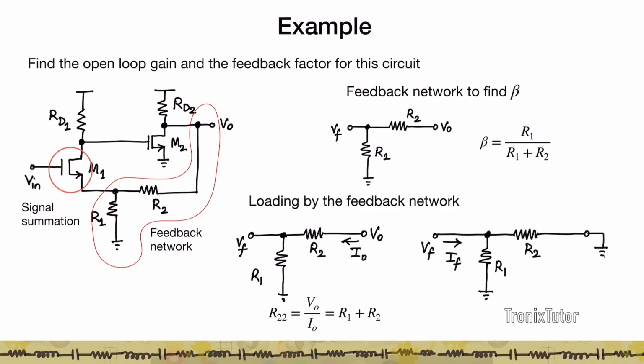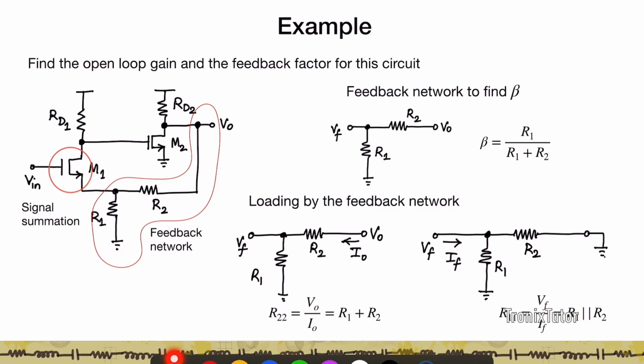Right? And now if I look at how the feedback network loads the input, to do that, I take the feedback network and short its input, so my R2 is connected to ground here. This is my feedback signal, and I want to measure Vf upon If. And what I see here is that the feedback network loads the input as R1 parallel R2.